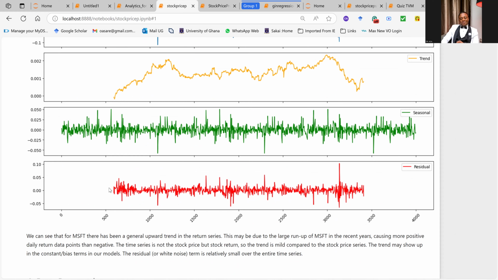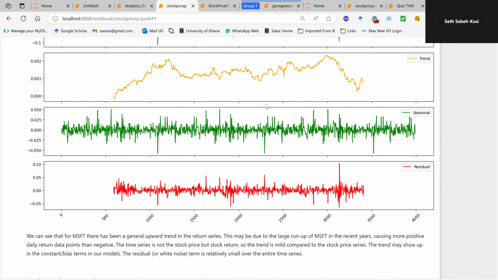This is a time series, and the time series plot is not the stock price, but the returns. So we are plotting the returns of the stock. If you check the trend line, the trend is mild compared to the stock price series at the top itself. Yes, Seth.